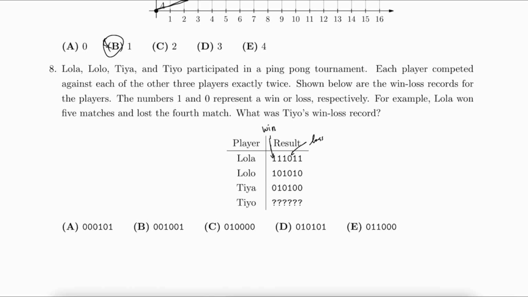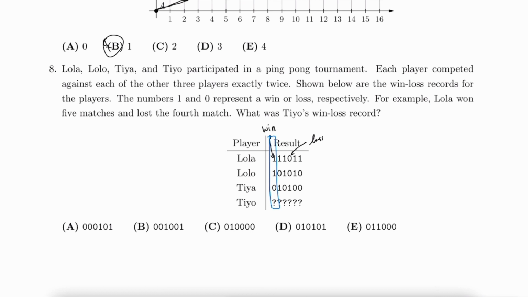So this is a record, right? So each match, if we look at this table vertically, is going to be someone losing and someone winning. So the number of zeros and the number of ones is going to be the same. And we're assuming there are no ties.